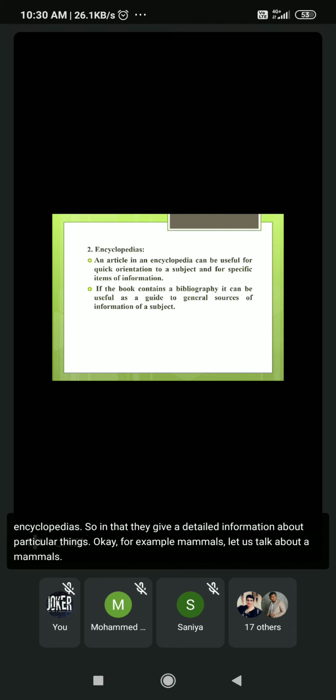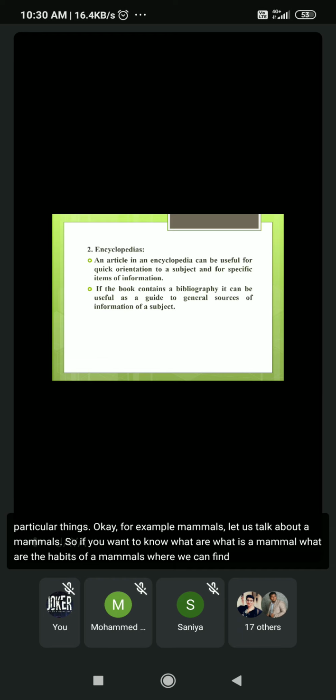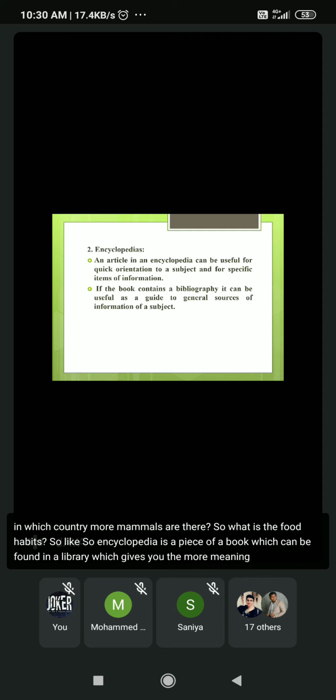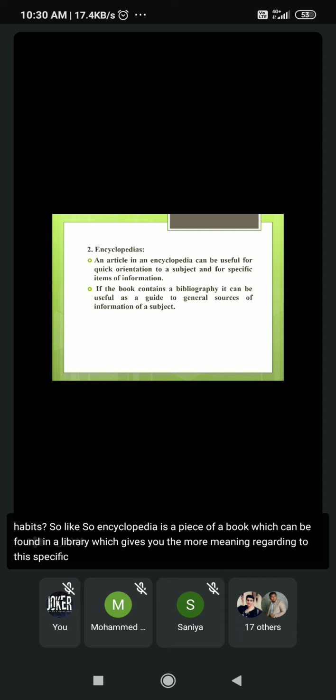So if you want to know what a mammal is, what the habits of mammals are, where we can find the mammals, in which country more mammals are there, and what the food habits are. So an encyclopedia is a book which can be found in a library, which gives you more meaning regarding specific items of information.